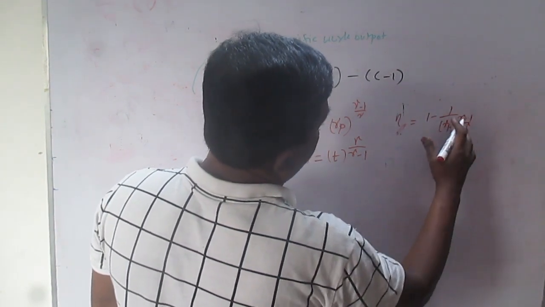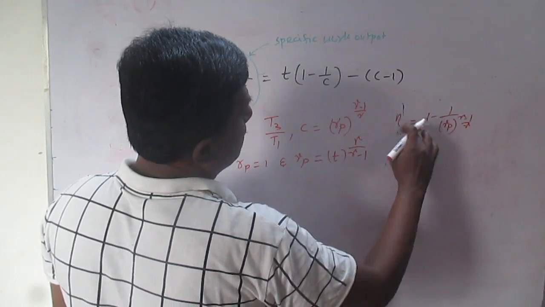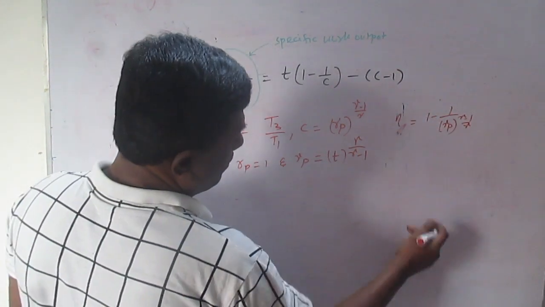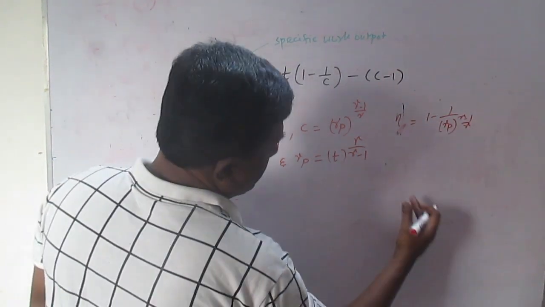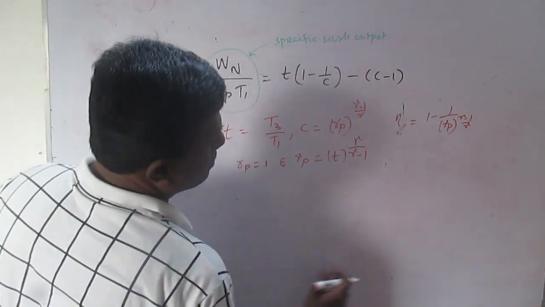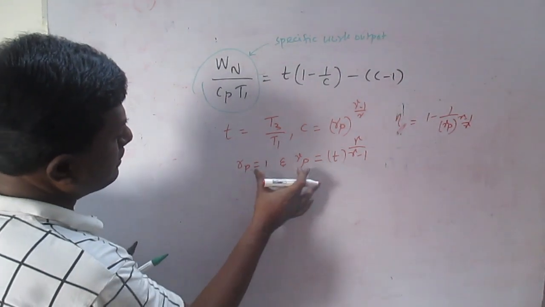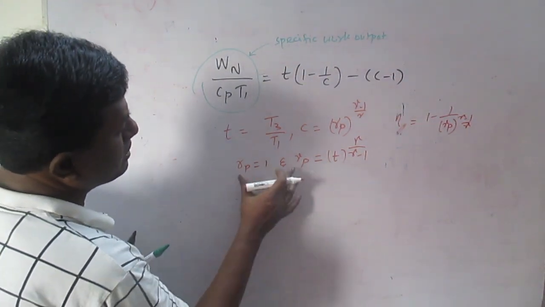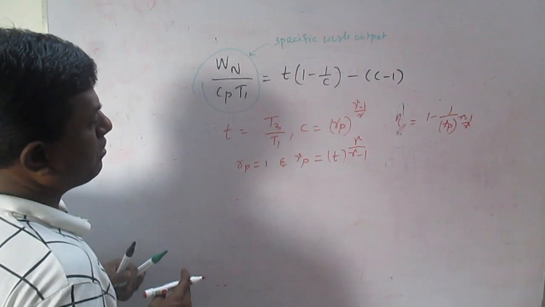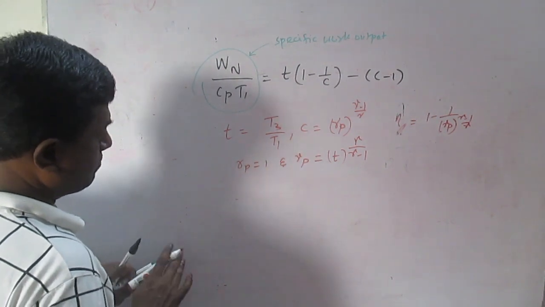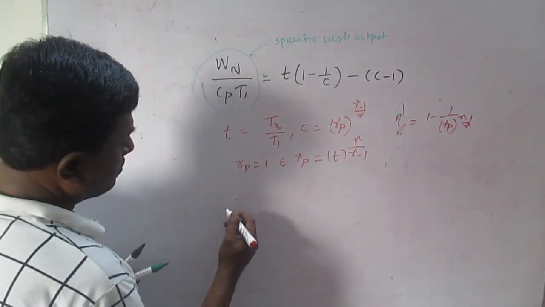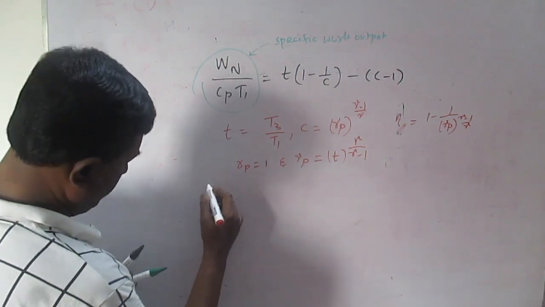So when RP is 1, the efficiency becomes 0. That is what we have shown in the efficiency versus pressure ratio curve. So this is one thing. Then when this pressure ratio occurs, when this condition occurs, what is going to happen? That is what we have to see.